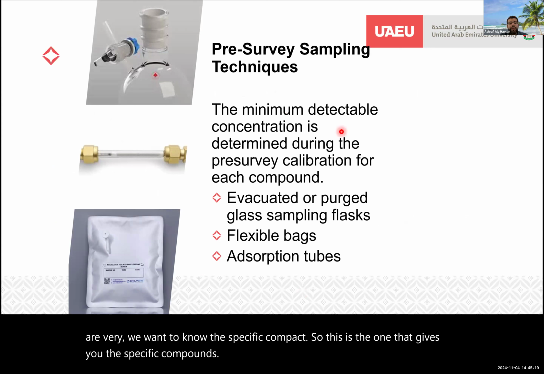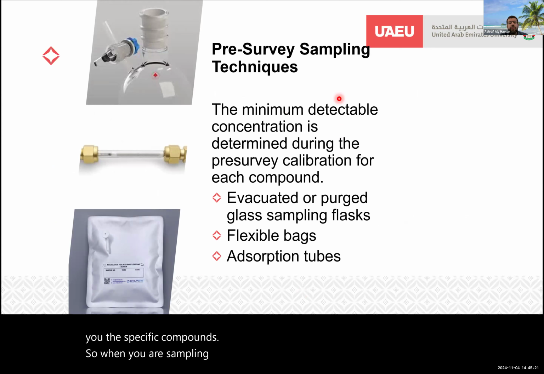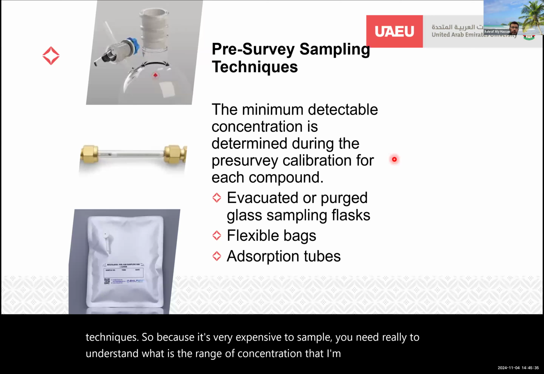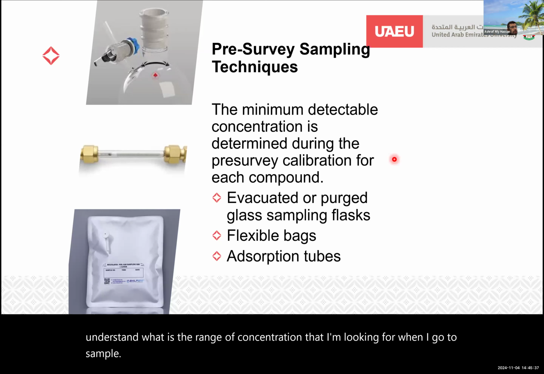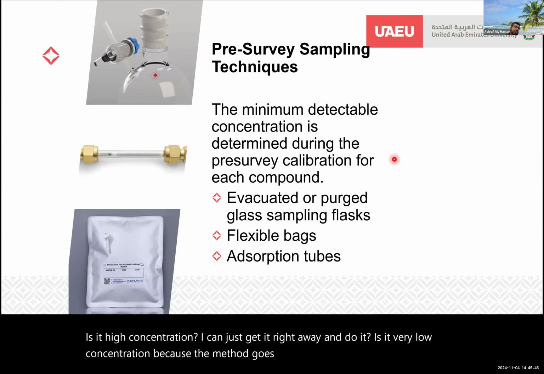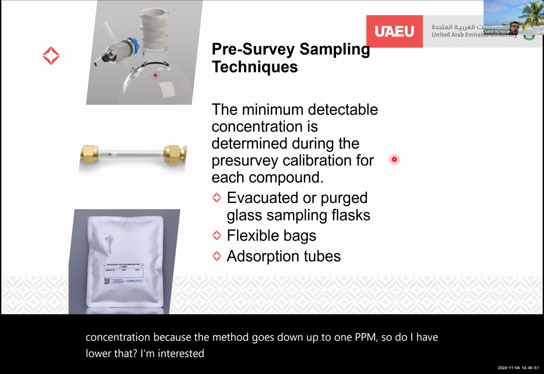So when you are sampling, you have to have pre-survey sampling techniques. Because it's very expensive to sample, you really need to understand what is the range of concentration that I'm looking for when I go to sample. Is it high concentration? I can just get it right away and do it. Is it very low concentration? Because the method goes down to 1 ppm. So do I have lower that I'm interested in? I need to take some other techniques to make sure that the concentration is enough for my measurements.